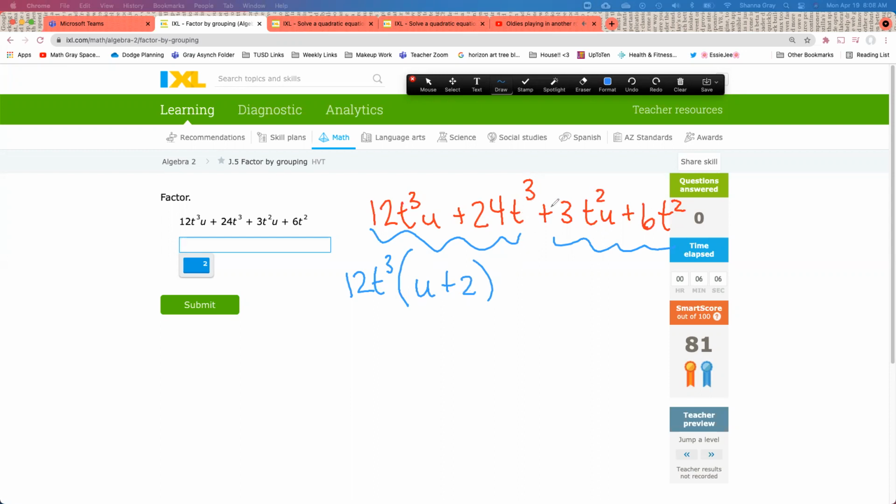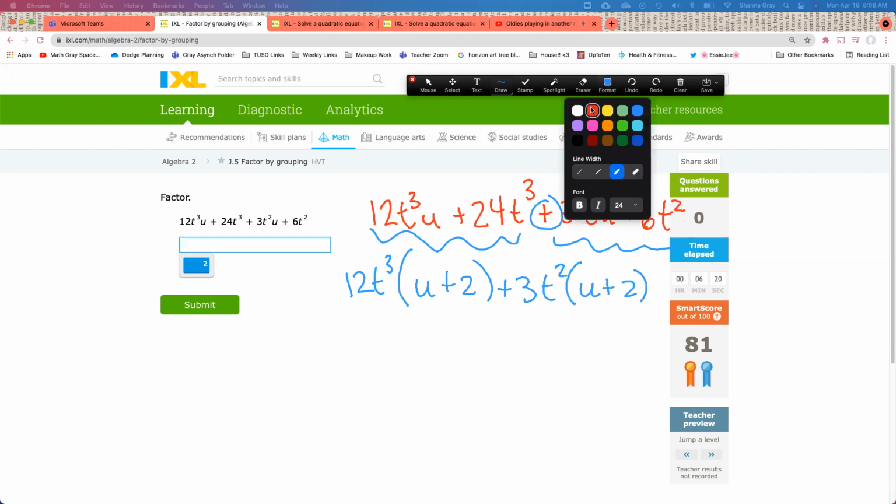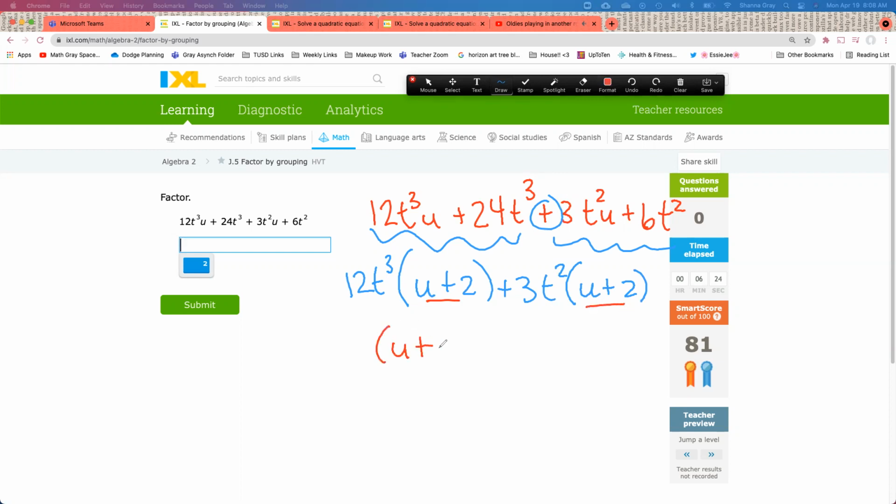Now for my second group, again, I look at that middle and I see it's a plus, so it's going to have a plus sign here. And then 3 and 6, I can take a 3 out, and t squared I can take out, but I can't take a u out of both groups. So again, it's going to leave behind u plus 2. Even with more pieces, you're still going to end up with that idea of a matching factor, and then the 2 extra pieces will make up the other part.